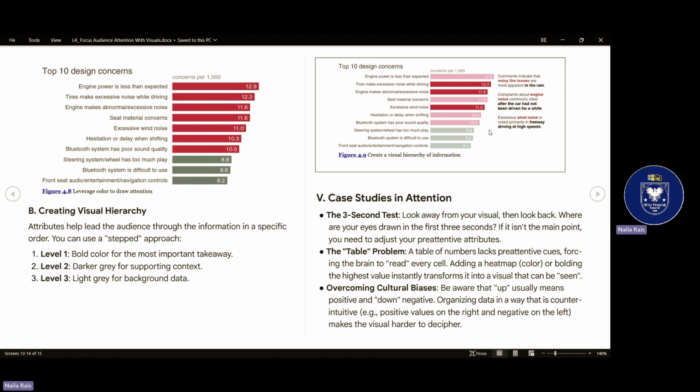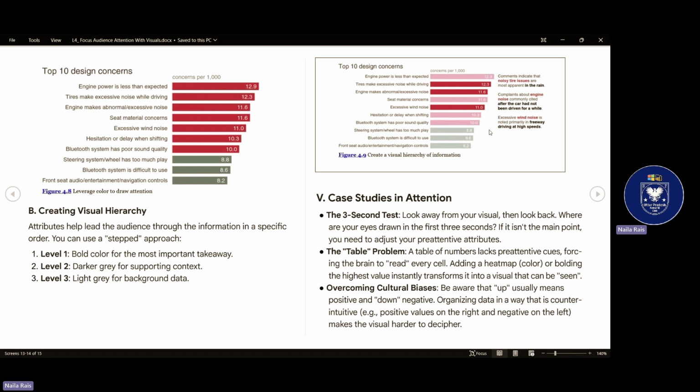The 3-second test. Look away from your visual, then look back. Where are your eyes drawn in the first 3 seconds? If it isn't at the main point, you need to adjust your pre-attentive attributes. So we can check our graphs through this 3-second test. Look away from your visual, then look back at it. If your eyes are drawn in the first 3 seconds to that main point, then it's well and good. Otherwise, you need to fix it.